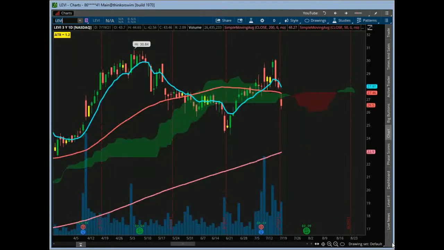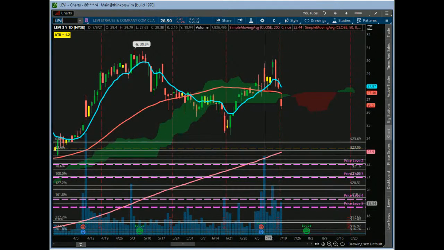And Levi, this was a recent good earnings report, right? Ended up gapping up, kind of chopping right here, and it also closed below its 15-day moving average here today with increasing volume. So a little bit of caution there.